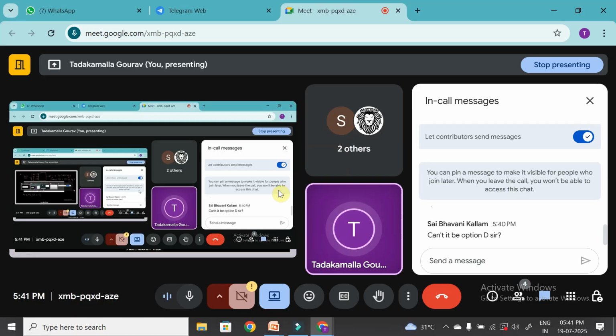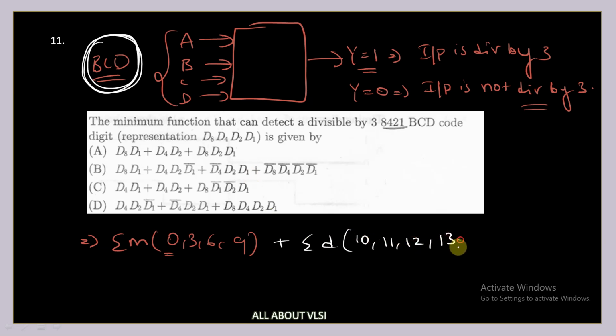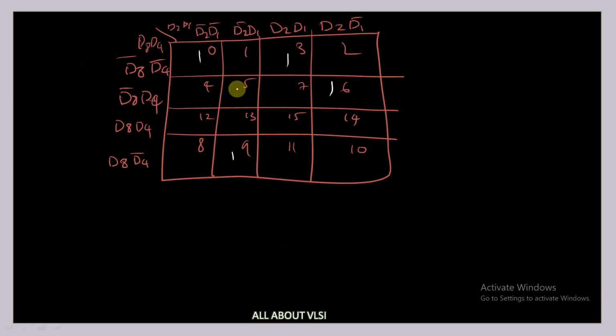And do we get any don't cares here? Here we should be careful that the input is a BCD code now. Input is a BCD code, so there will be invalid codes also now. That means 10, 11, 12, 13, 14, 15 are our don't cares. So if I am giving it to my inputs, these minterms will be considered as don't cares. Okay, so I will fill this up: 10, 11, 12, 13, 14, 15.